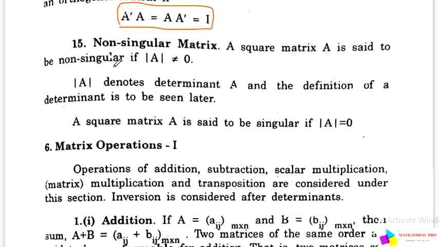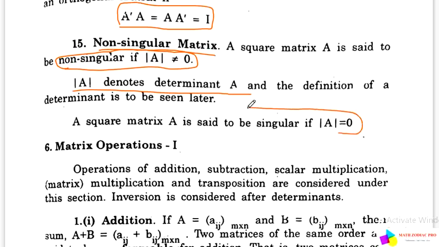Next one, non-singular matrix. A square matrix A is said to be non-singular if determinant A is not equal to 0. This is denoted as determinant of A. Next, a square matrix A is said to be singular if determinant A equal to 0. So singular means determinant A equal to 0, and non-singular means determinant A not equal to 0.